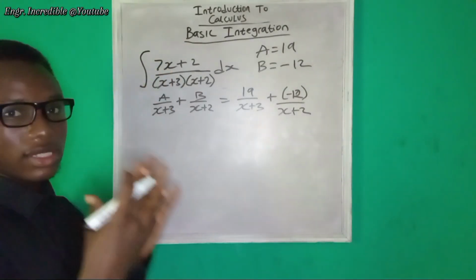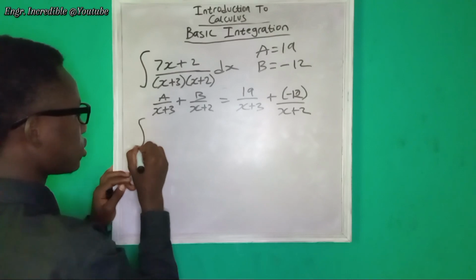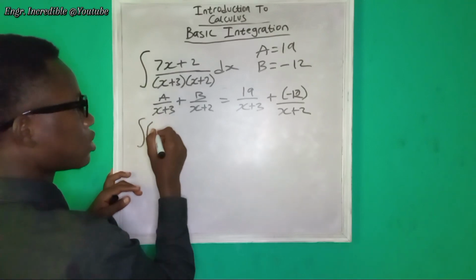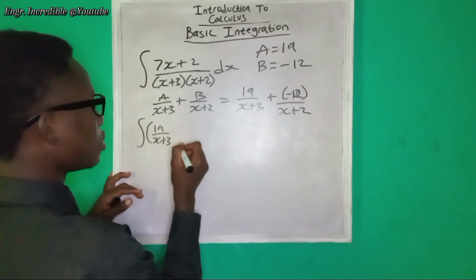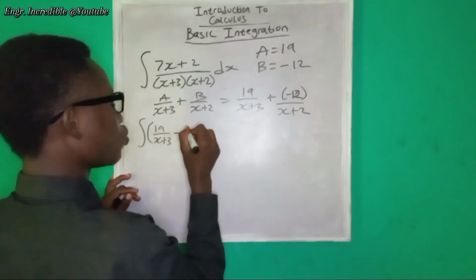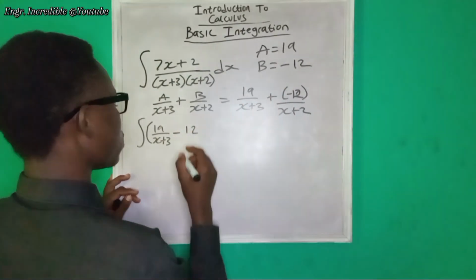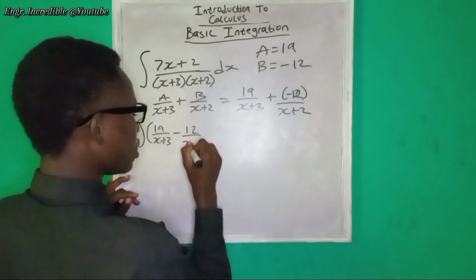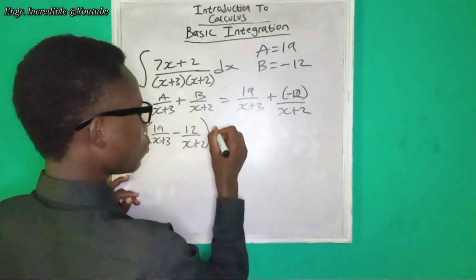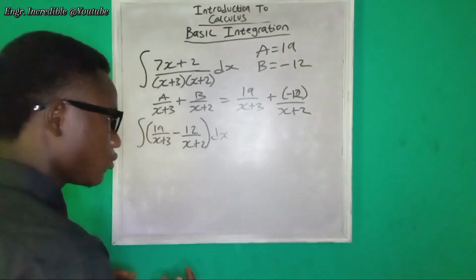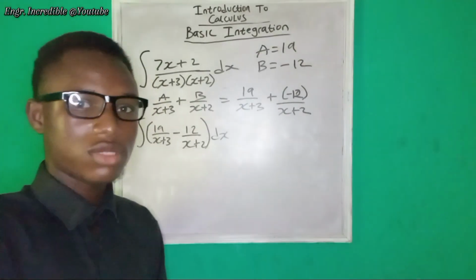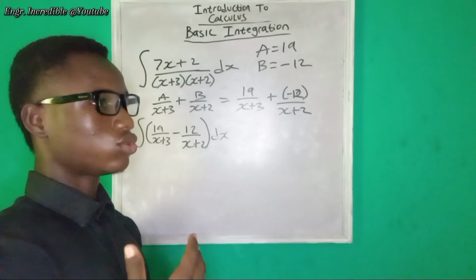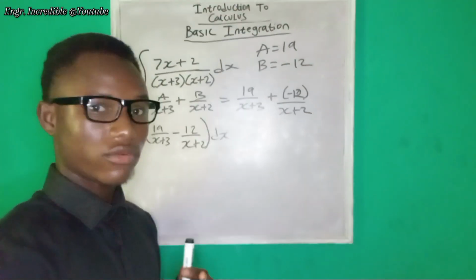We are bringing back our integral again. So we have our integral of, in brackets, 19 over x plus 3, then -12. The minus times plus here will be -12 over x plus 2 dx. Now, to solve this again, we are going to be using the method I used in my former video, which is solving linear functions, function of a function.